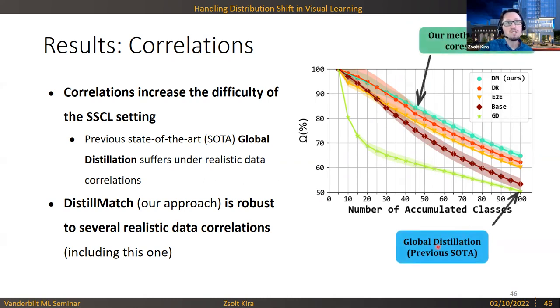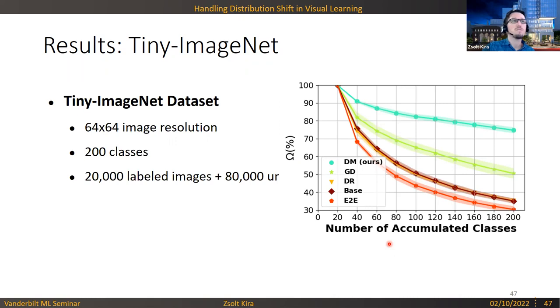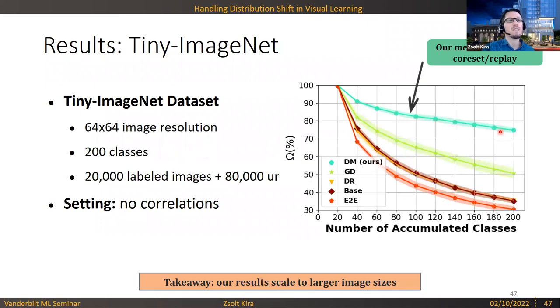So global distillation, again, is a prior semi-supervised continual learning method that uses web data for the unlabeled data sets. And then we can show that this method actually scales to larger data sets like Tiny ImageNet and so on. Again, we do really well with a tiny amount of core set. And again, we really want to get rid of that core set.